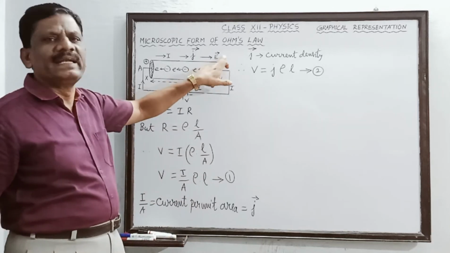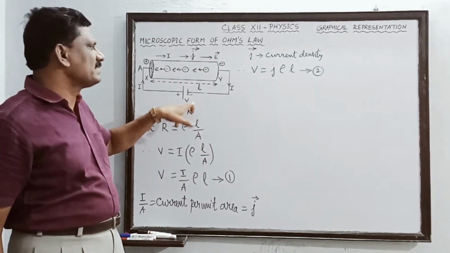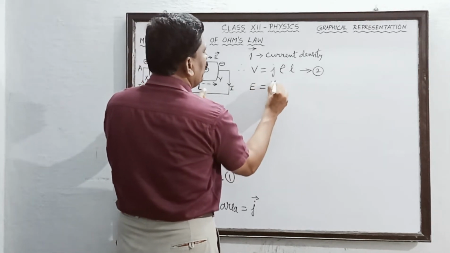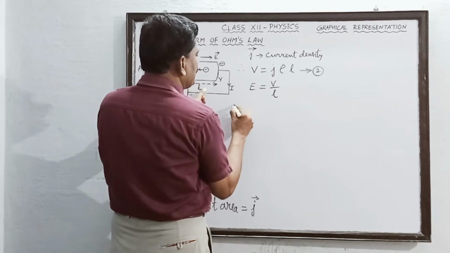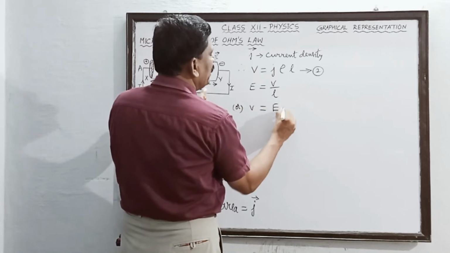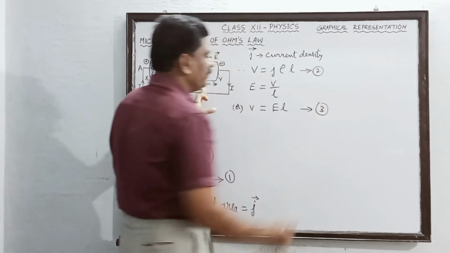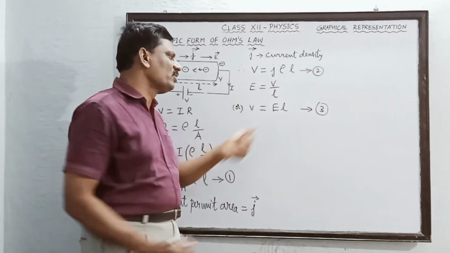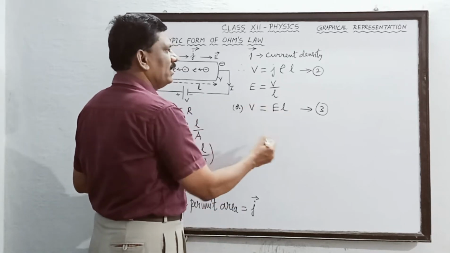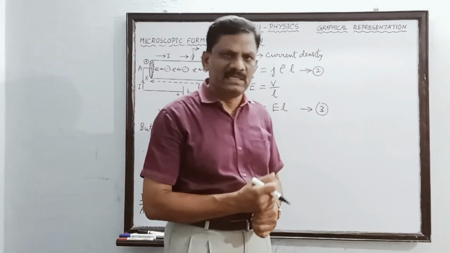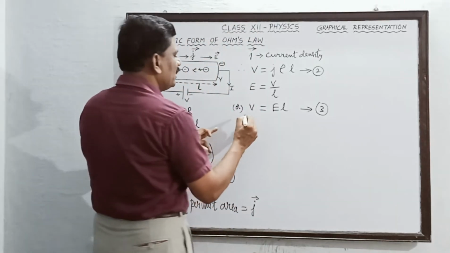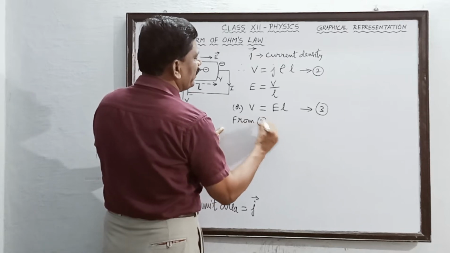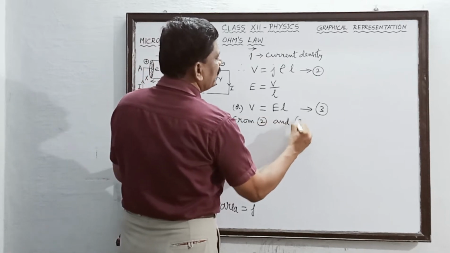If E is the electric field, V is the potential difference and L is the length of the conductor, then what is the electric field? E is equal to V by L, or V is also equal to E into L. Is it not? So from the definition of this electric field, the potential difference V is also equal to E into L. So look at equations 2 and 3. I am going to compare these two equations.